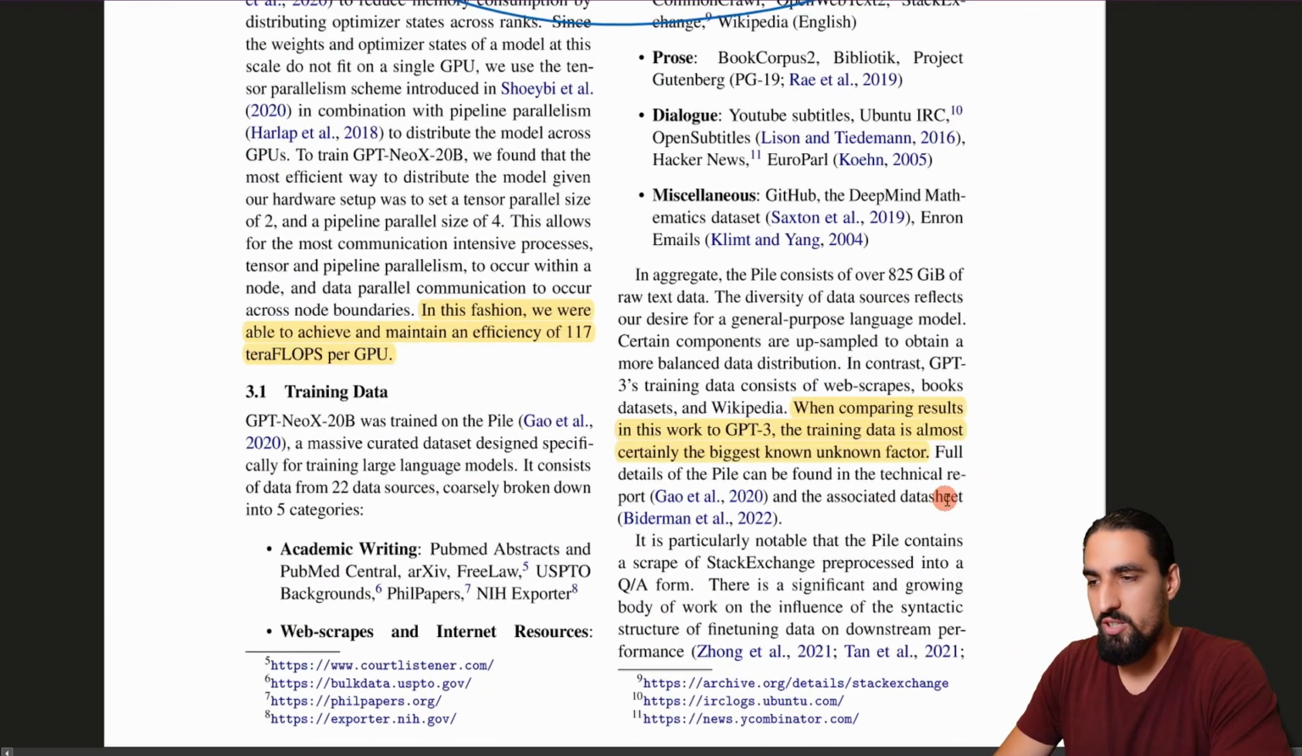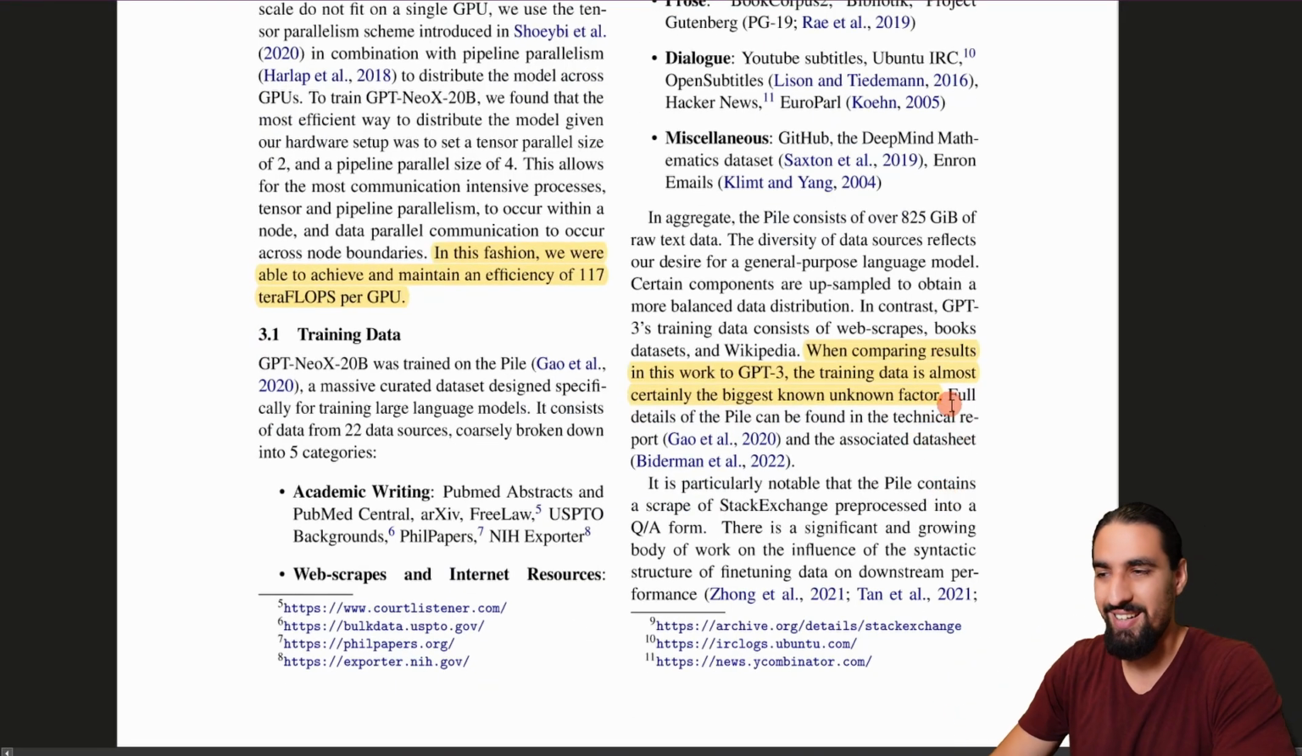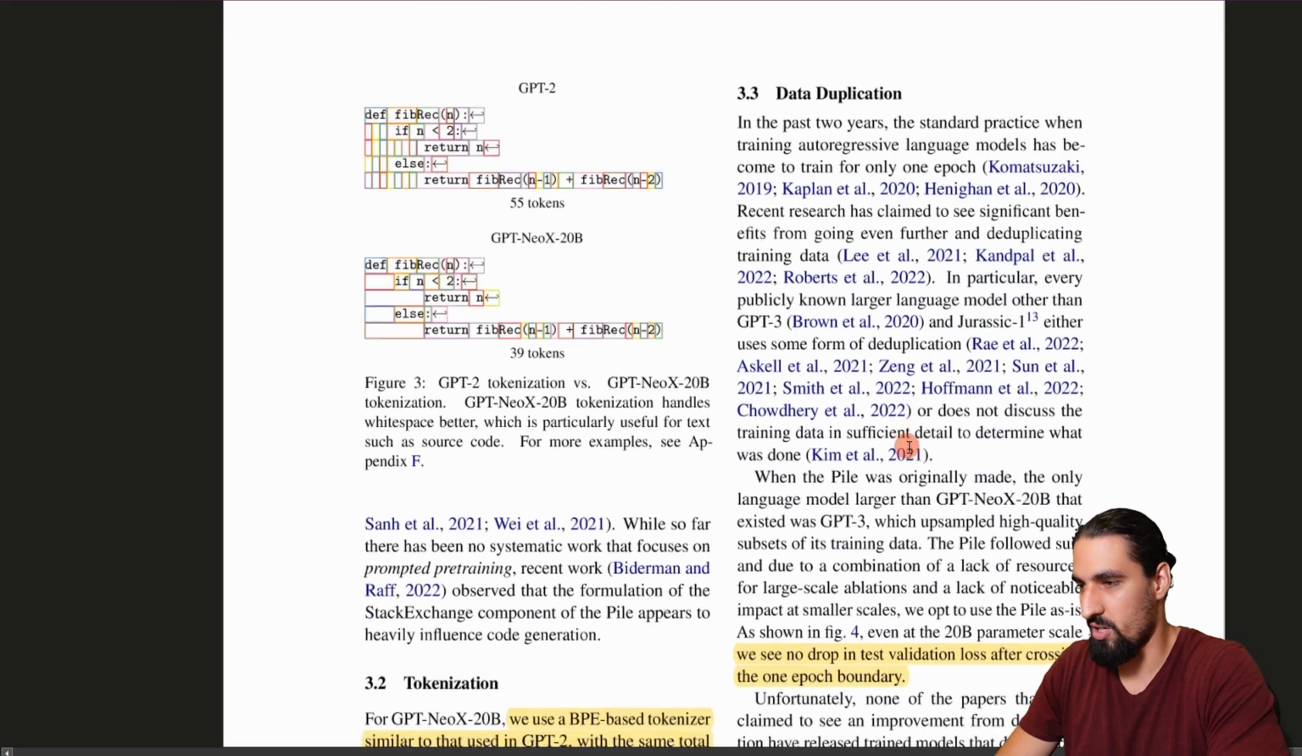Finally, a note before we see the results. They say when comparing results in this work to GPT-3, the training data is almost certainly the biggest known unknown factor. Okay, and yeah, data is becoming the name of the game pretty much.